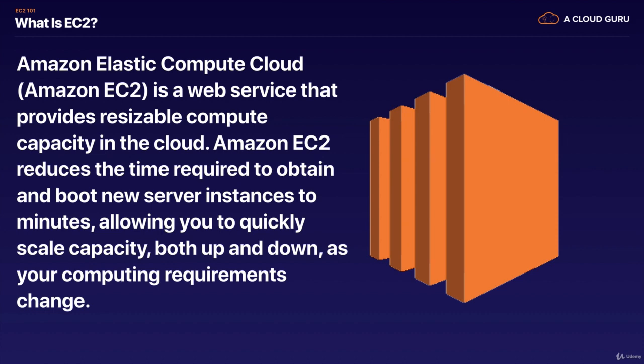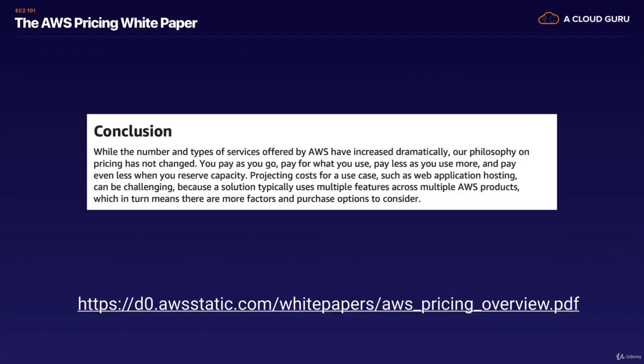So how is EC2 priced? Well, if you've done the Certified Cloud Practitioner course, you'll remember we had a pricing section, and we looked at a particular white paper called AWS Pricing Overview. Now, don't worry, you don't actually need to read this white paper for the Certified Solutions Architect Associate, but it does have a principle that basically applies across all of AWS. The conclusion of the white paper says, while the number and types of services offered by AWS have increased dramatically, our philosophy on pricing has not changed. You pay as you go, you pay for what you use, you pay less as you use more, and you pay even less when you reserve capacity.